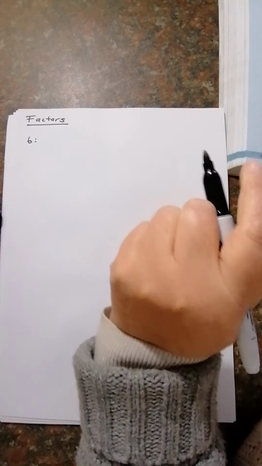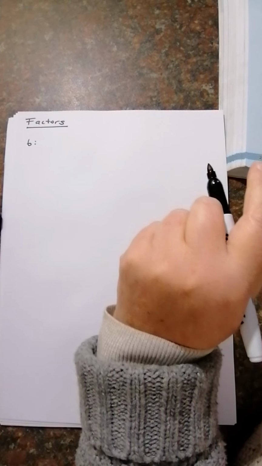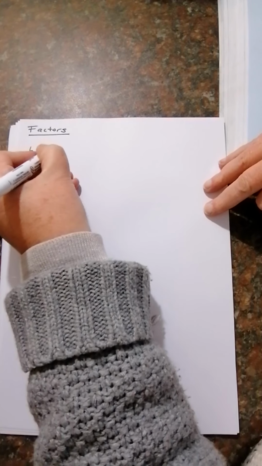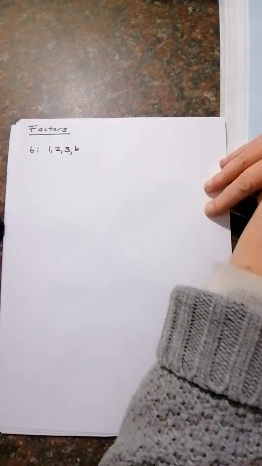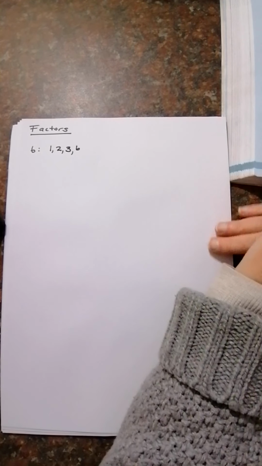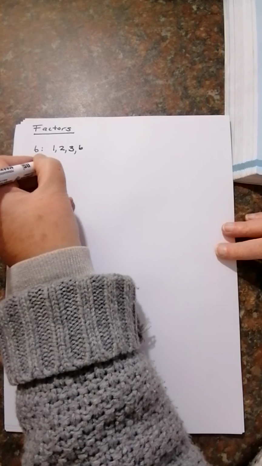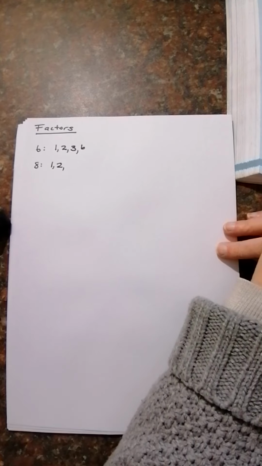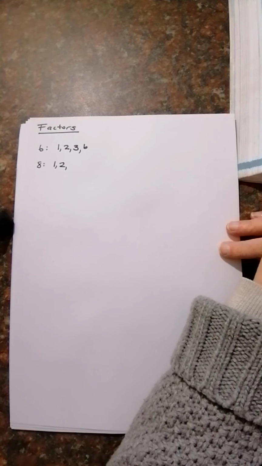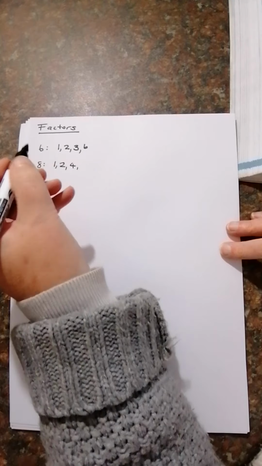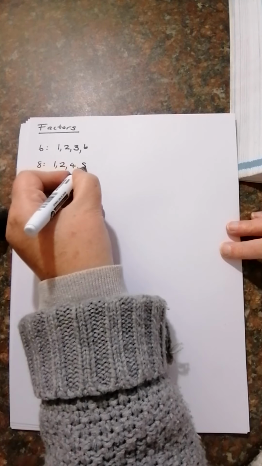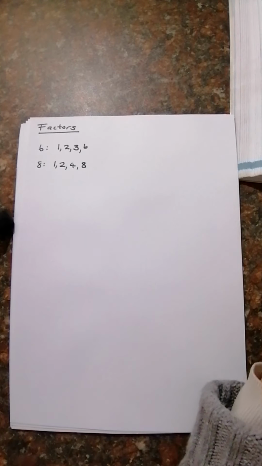What are the factors of 6, for example? Now we are looking for which numbers can go into 6, in other words, divide into 6 without leaving a remainder. So we could say 1, 2, 3, and 6. Those are the factors of 6. Let's write the factors of 8. It would be 1, 2, 3 we cannot do because 8 divided by 3 is going to leave a remainder. What about 4 and 8 itself? Okay, so we've done that lots and lots of times.